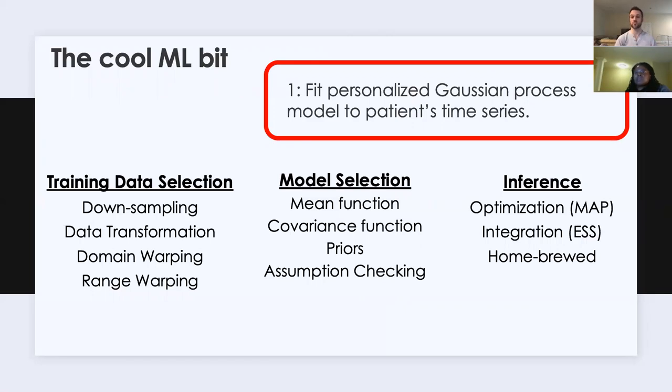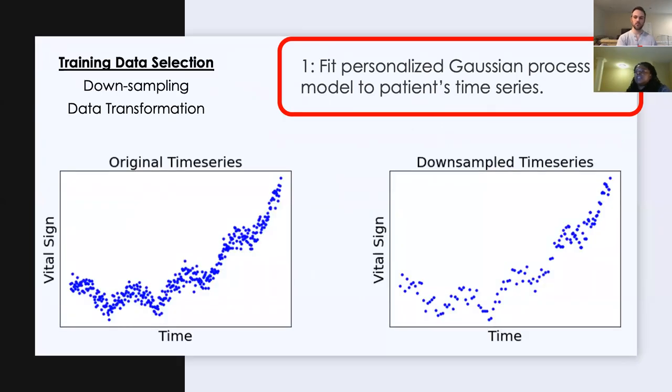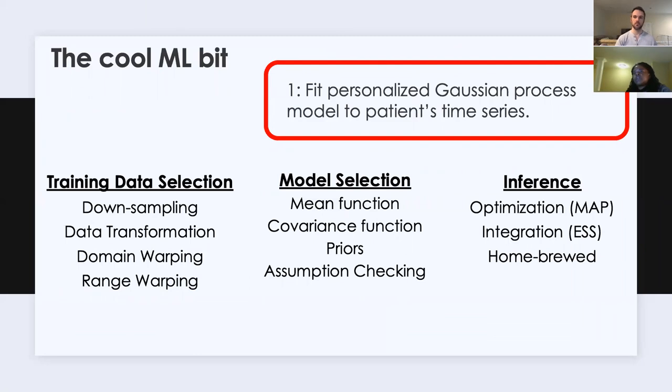The priors we're going to use to regularize those, and assumption checking. And then of course there's the inference method, so how we're going to actually fit those parameters given the model that we have selected. So why did you select the Gaussian process? Why were you choosing this model?